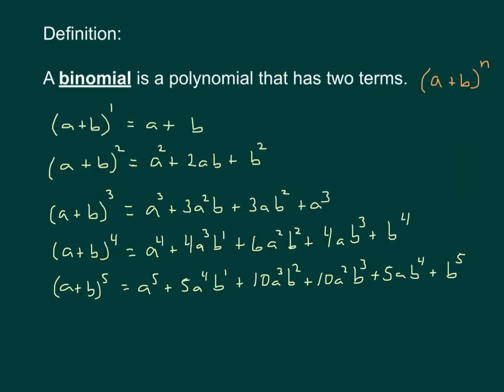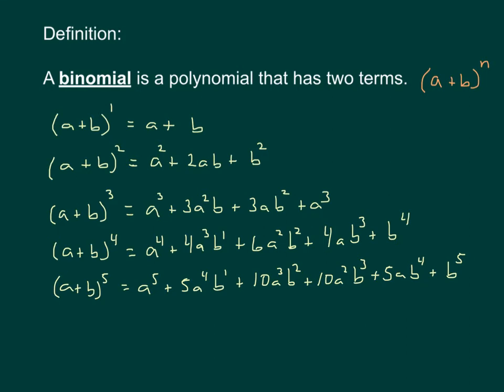One thing you need to remember is that a binomial is a polynomial that has two terms. So a plus b would be what we're looking at. And when we talk about a binomial expansion, we're talking about taking a binomial and raising it to an integer power. So a plus b to the first would be a plus b. A plus b squared is going to be a squared plus 2ab plus b squared. If I multiply a plus b to the third out, I'll get a cubed plus 3a squared b plus 3ab squared plus b cubed.